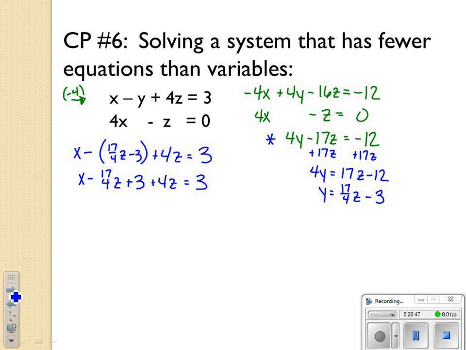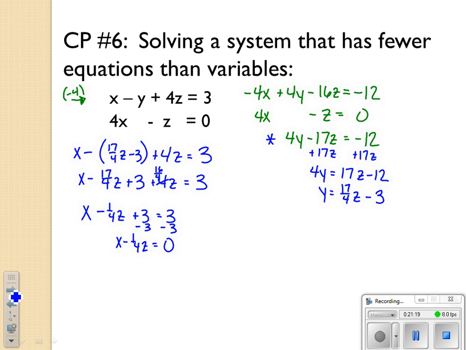Okay, combine the z's. Now 17 fourths needs to go with 4, which is the same as 16 fourths, correct? So leave the x alone. There aren't any other x terms. Negative 17 fourths, positive 16 fourths, we're going to get negative 1/4 z. And then I can get rid of my 3. So x minus 1/4 z equals 0.